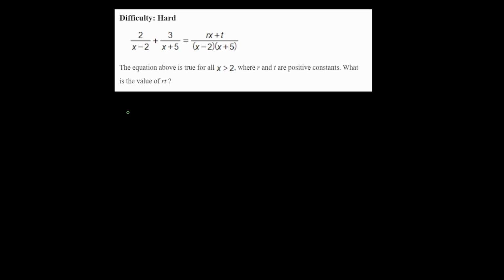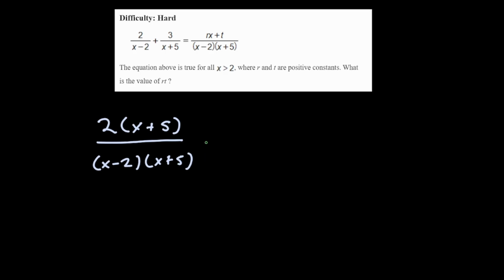This equation says that the equation above is true for all x greater than 2, where r and t are positive constants. What is the value of r times t? So here we should get a common denominator. As we can see, on the left side we have an x minus 2 and x plus 5. And we have an x minus 2 times x plus 5 on the right side. So therefore we should multiply the left-hand side by x plus 5 over x plus 5. And the second term of the left-hand side by x minus 2 over x minus 2.